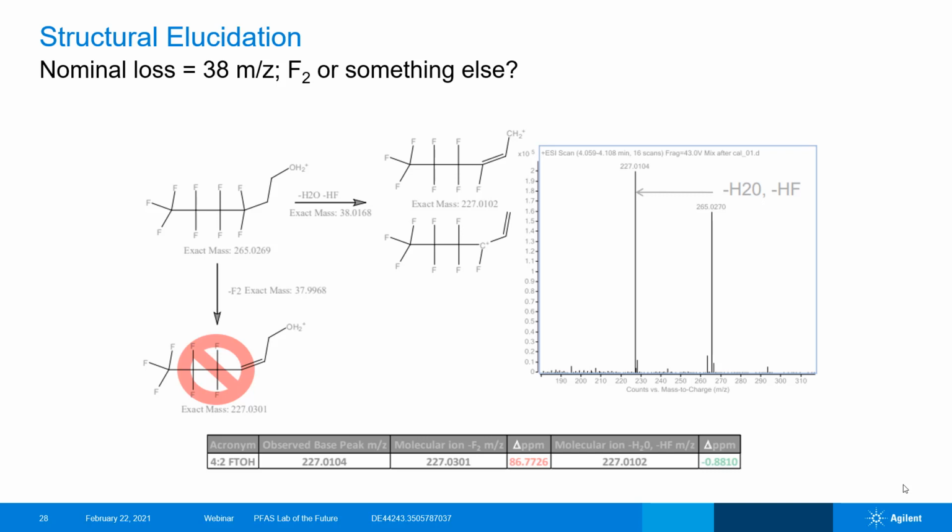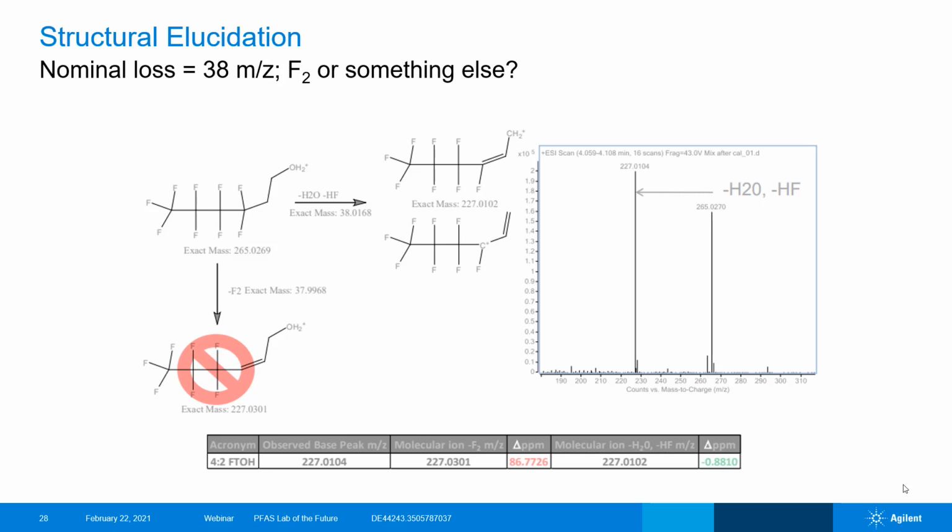Oh, actually, the loss is specifically of 38.0168 when we look at the accurate mass, and that tells us that this molecule is actually losing an H2O and HF. Whereas if we used a nominal unit mass instrument, then 38 might have told us that it could have also been a loss of an F2, and that would have led us to the wrong structure. So hence, this accurate mass tool is really critical.